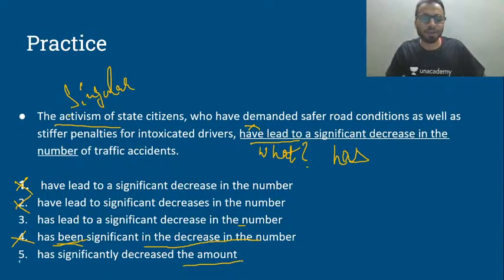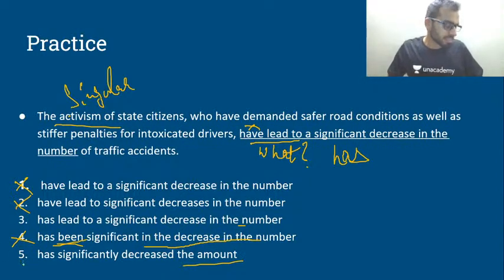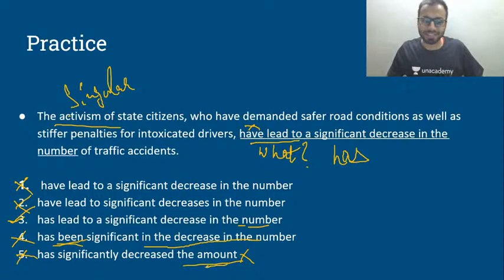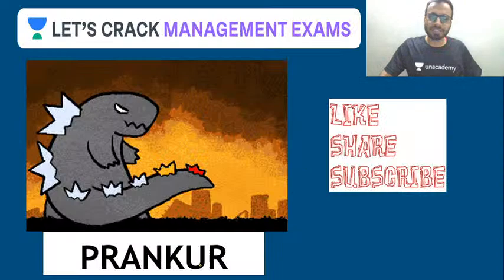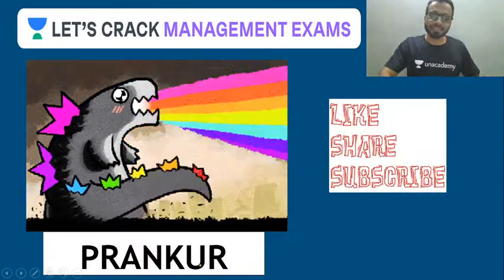So option 3 or option 5. Now the tricky part here is that whenever we are talking about countable things, right? Whenever we're talking about countable things, we never use amount. That is why we'll go with option 3, because number of accidents is countable. That is why we'll say in the number of traffic accidents and not amount of traffic accidents, because accidents are countable.